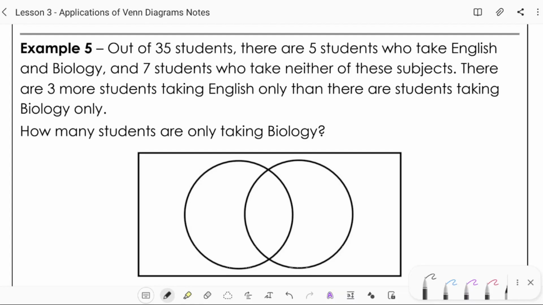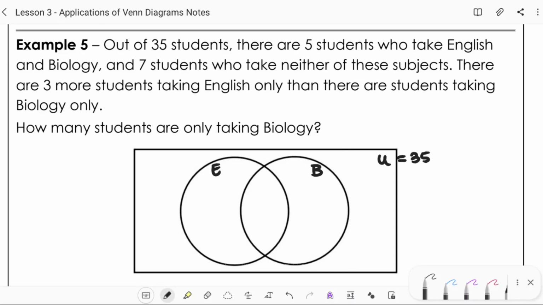All right, this one gives us some interesting ways of giving us information. I know I'm looking at English, biology, the universal set, and I know that in total there has to be 35 students taking these classes, right? So let's start to piece this together. Bear with me on this one. We're going to do a little bit of algebra. So let's talk about our final question. Our final goal is to figure out how many students are only taking biology. So let's call this F.